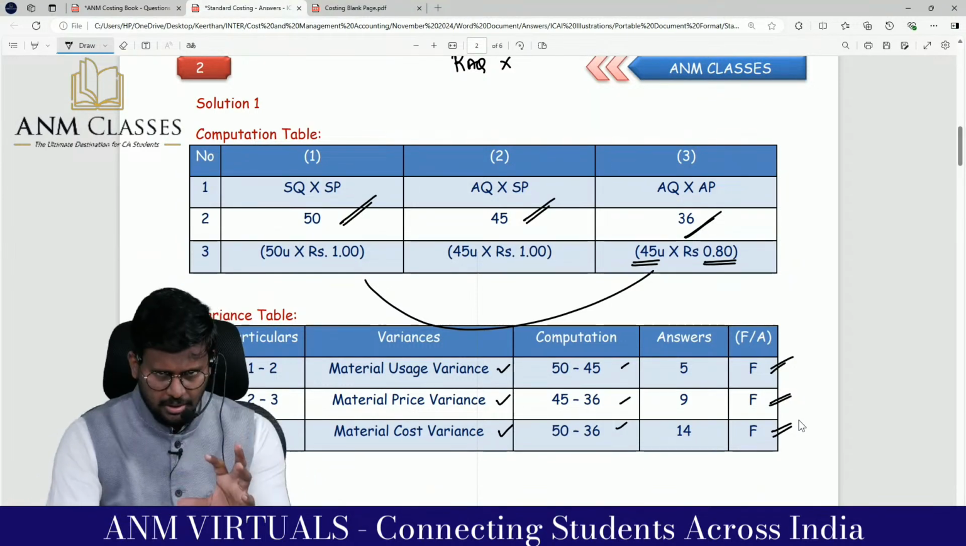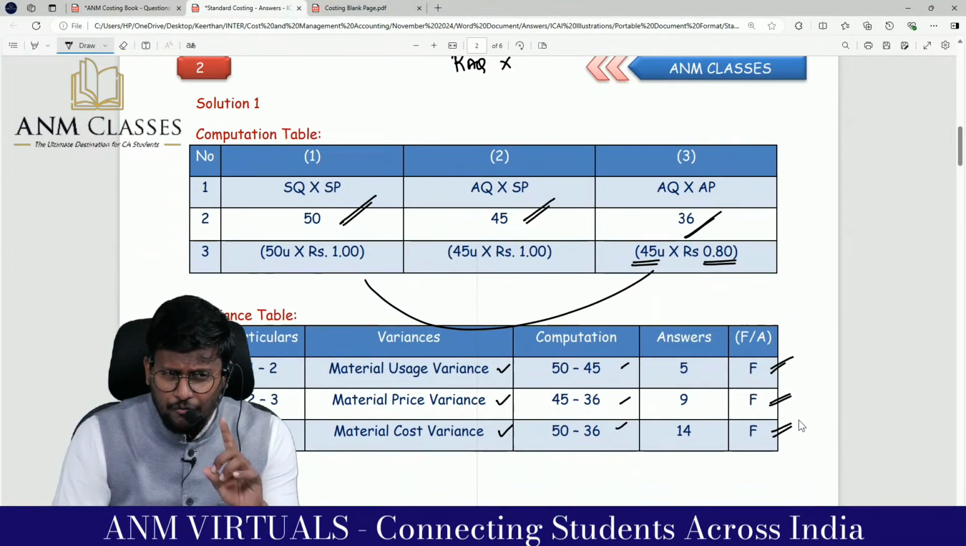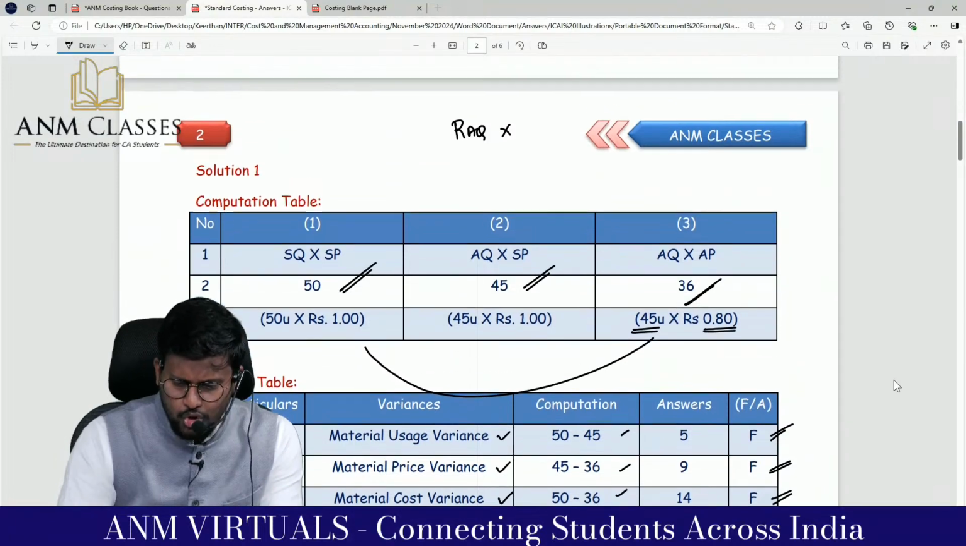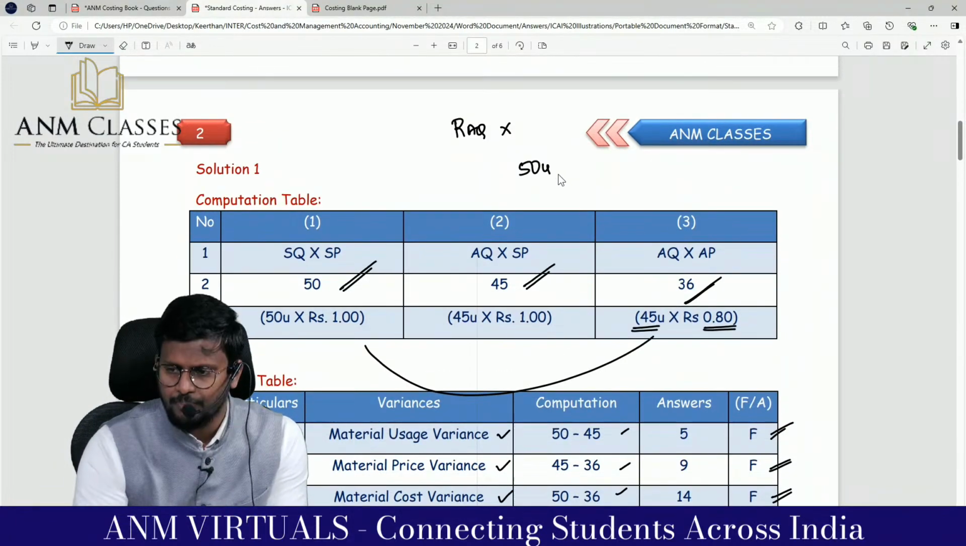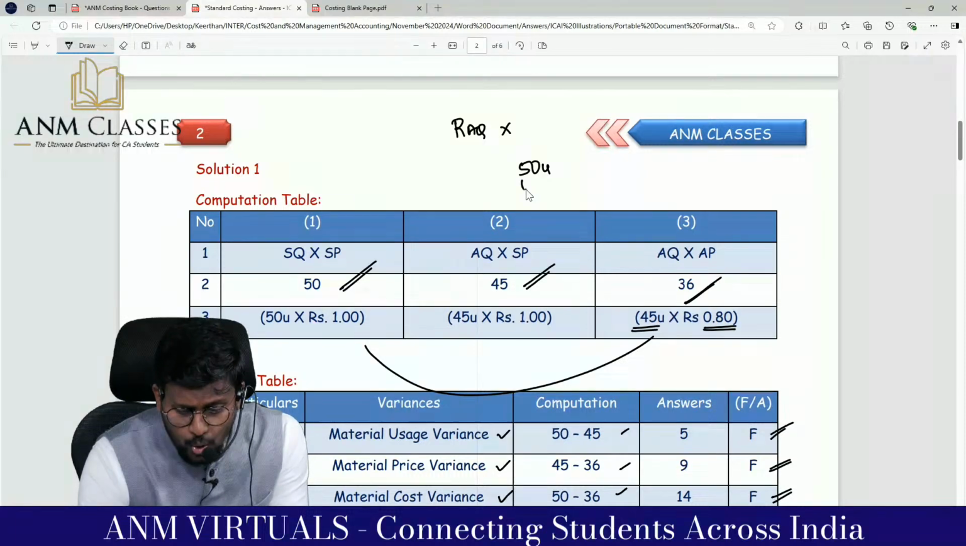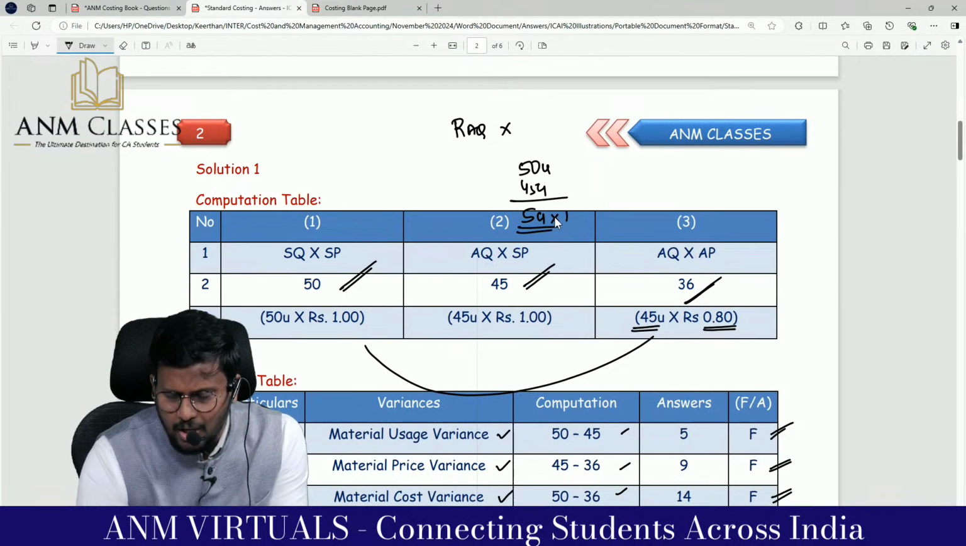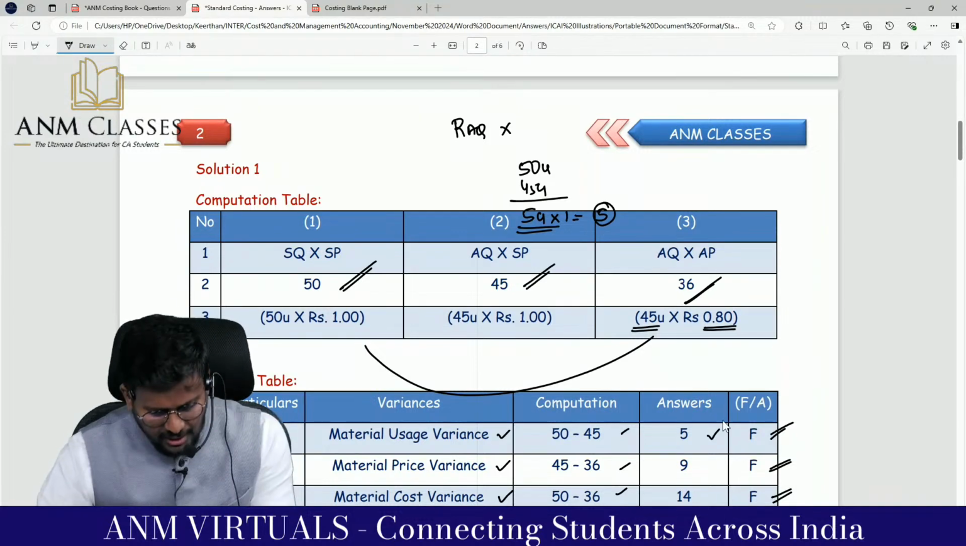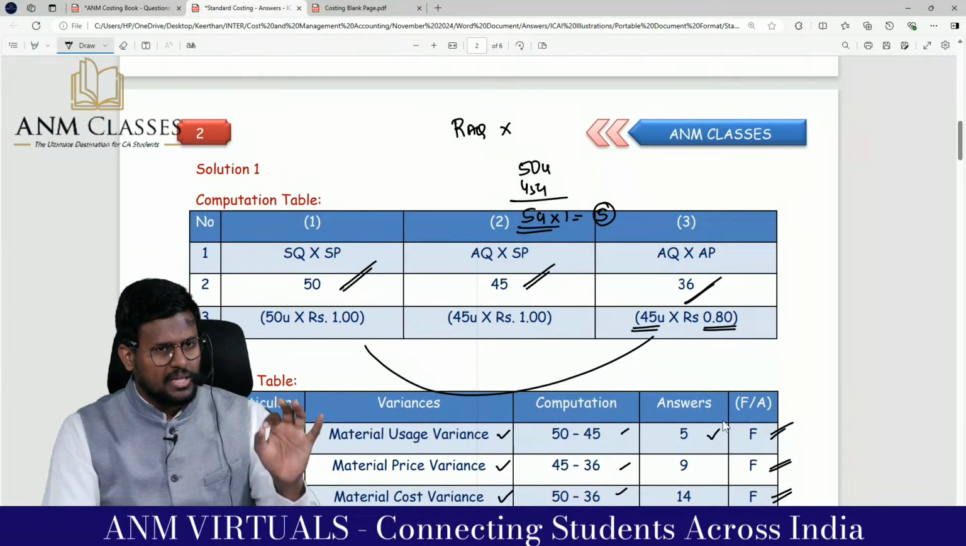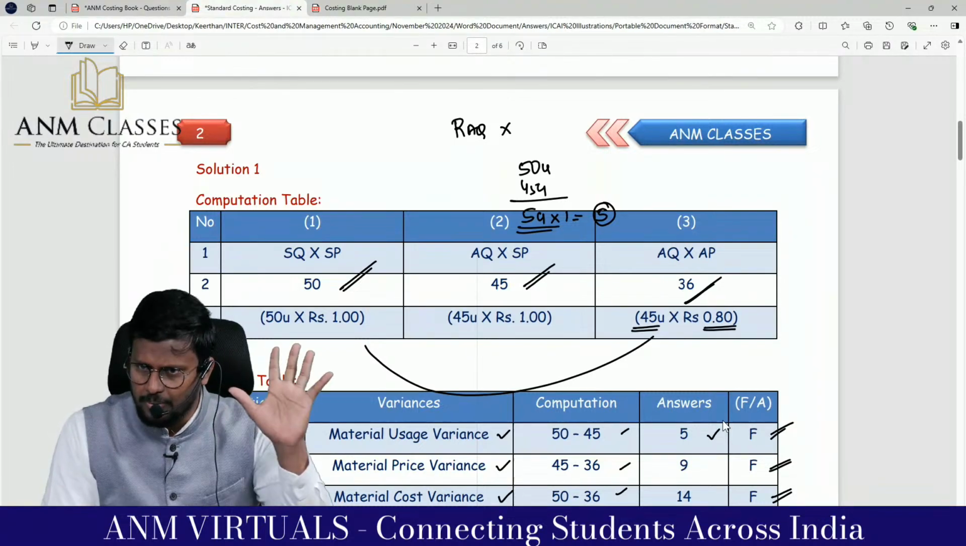You just tell me, in order to manufacture 1 finished goods, you should have used how many units? 50 units. But actually you have used only 45 units. That means you have saved 5 units. Into what is the standard price per unit? 1. So 5 into 1, 5. That's why material usage variance is 5 favorable.